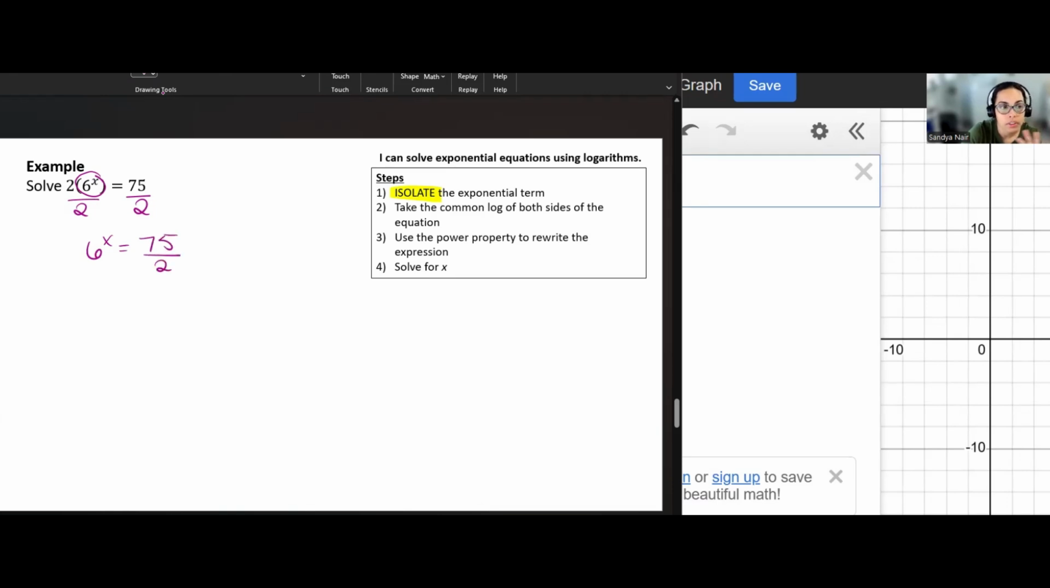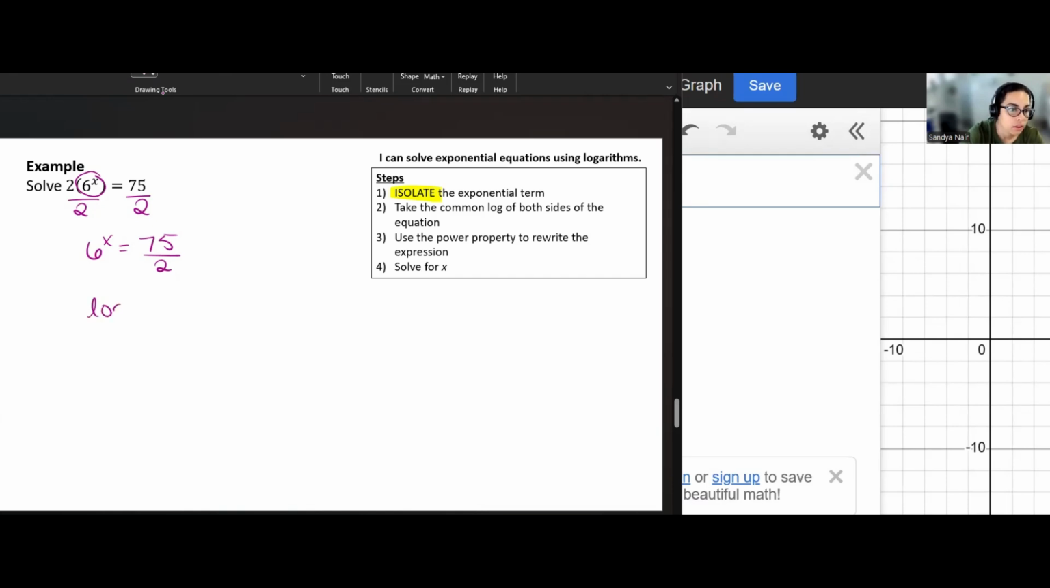Okay, so I'm going to leave that as 75 over 2 because the thing with working with logarithms is you want to leave everything as it is and go to the calculator in your very last step. We'll see more of this when we get to the word problems because we're trying to avoid rounding errors. So you want to leave everything as is and then go to the calculator in your final step. So now I have my exponential term isolated, right? I have 6 to the x equals 75 over 2.